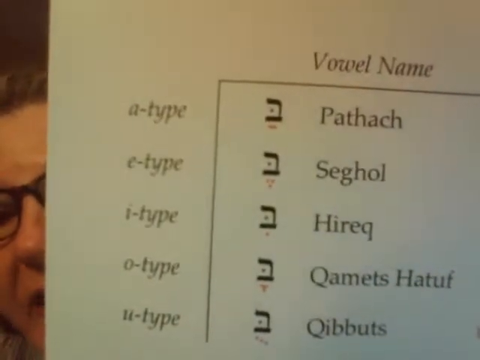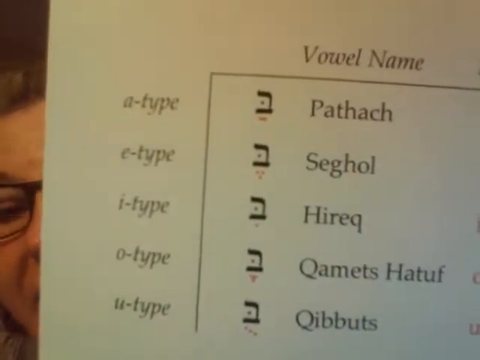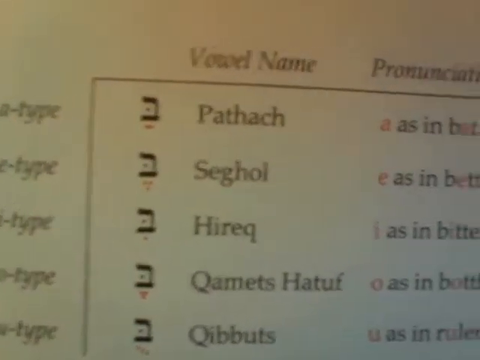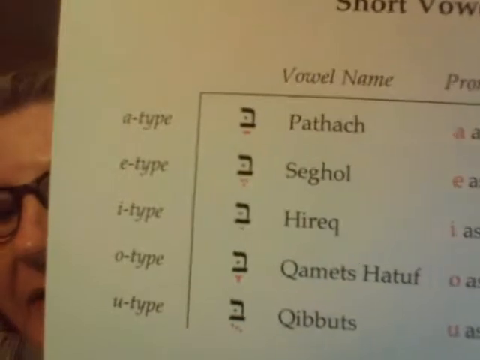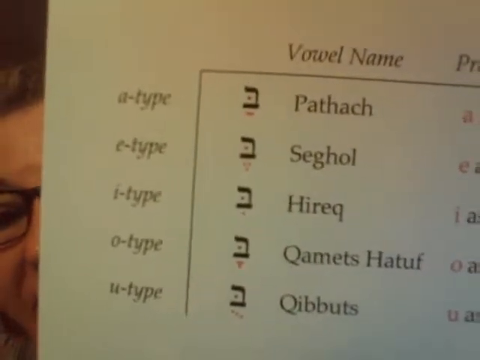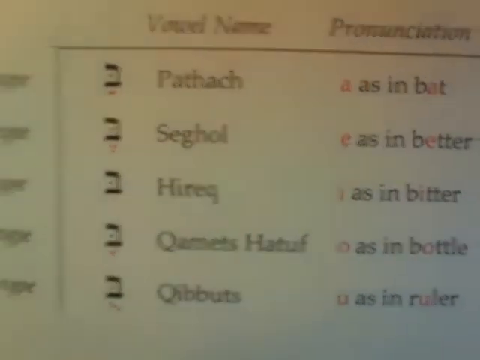Then you have your E type. It's the segol. It's three dots, like a triangle, beneath the letter, and it's E as in better. Then you have a single dot beneath the letter. This is the I type. It's a hiriq, and it's I as in bitter.